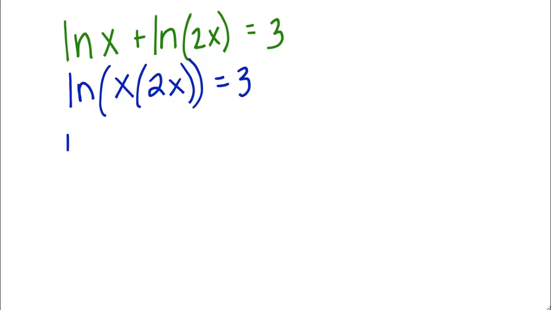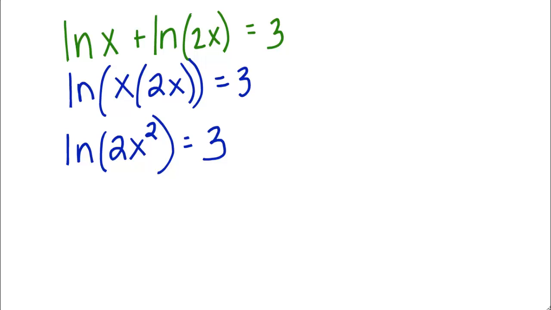Well, what is x times 2x? That's 2x squared equals 3. So now we'll have to be careful because it looks like I'm going to end up with a quadratic equation, which tells me there might be two solutions here. I'm not too sure. Well, let's see what happens.